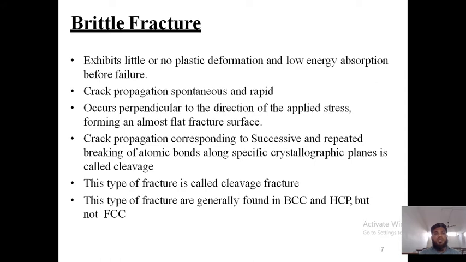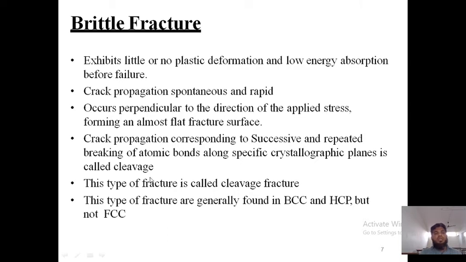It breaks into two pieces. Okay, I am saying two pieces, but it may form more than two pieces. You cannot ask me, sir, will it exactly form two pieces? No, based upon the stress applied, it can shatter into a lot of pieces. It occurs perpendicular to the direction of the applied load. In which direction will it fail? It will fail perpendicular to the direction of the applied load. The crack propagation corresponds to a successive and repetitive breaking of atomic bonds along specific crystallographic planes.